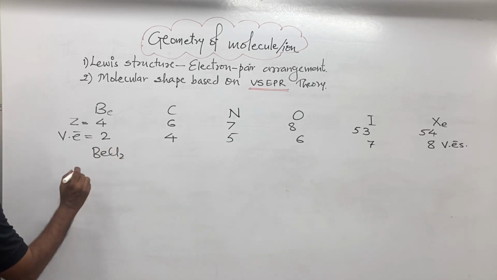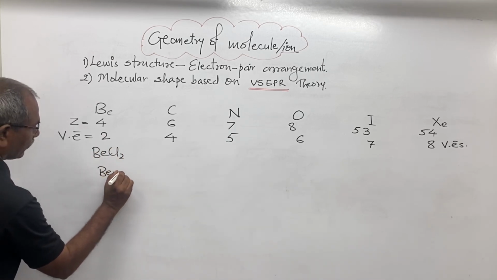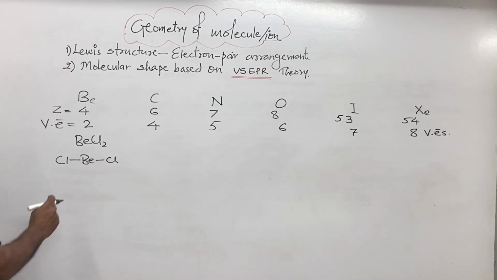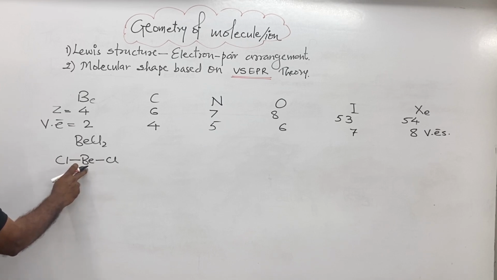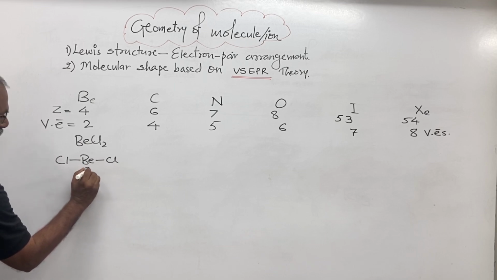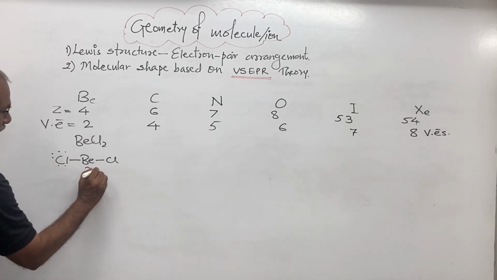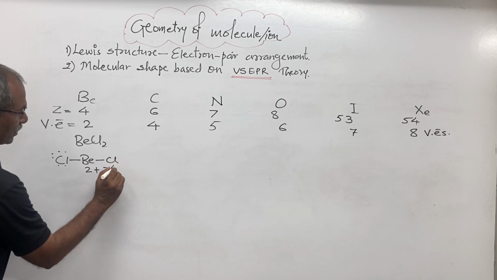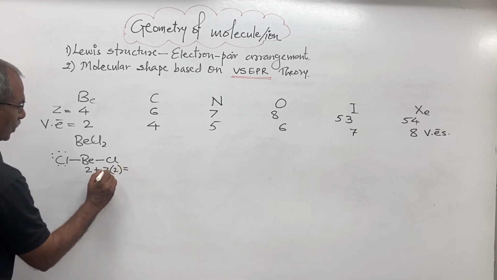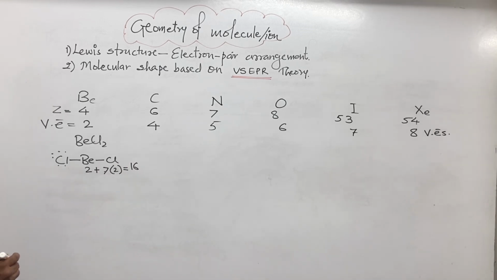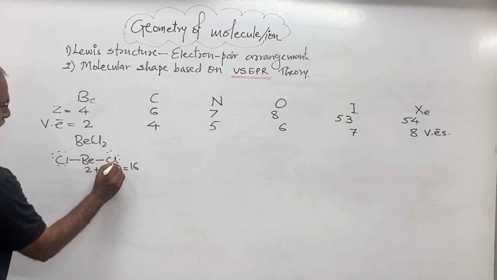For example, you take beryllium chloride. So this is the beryllium chloride structure. Now count the number of valence electrons in each. In beryllium there are 2 valence electrons, and in Cl there are 7 valence electrons. There are 2 Cl atoms, so there are a total of 16 valence electrons. Correct.